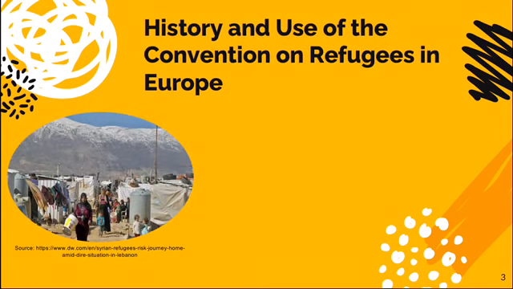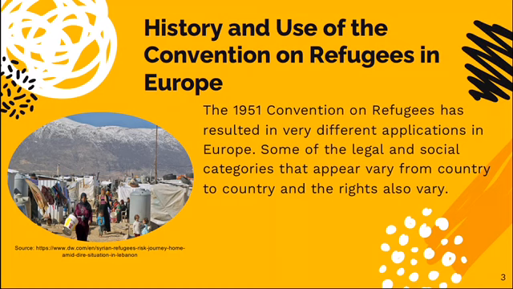So next, we're going to talk about the history and the use of the Convention on Refugees in Europe. The 1951 Convention on Refugees has resulted in very different applications in Europe. Some of the legal and social categories that appear may vary from country to country, and even the rights vary. The Refugee Convention grants refugee status under the Geneva Convention of 1951. They are divided into two groups.